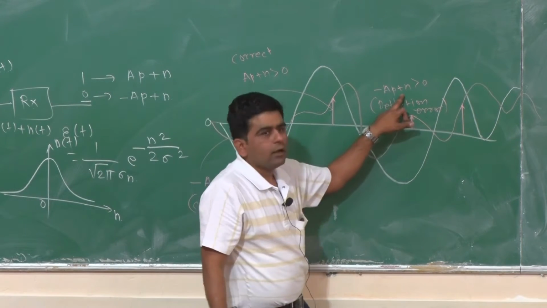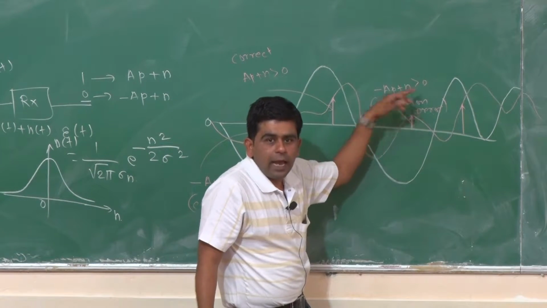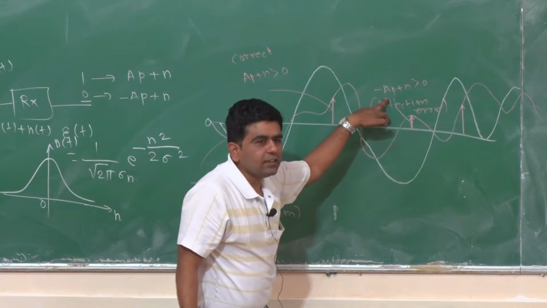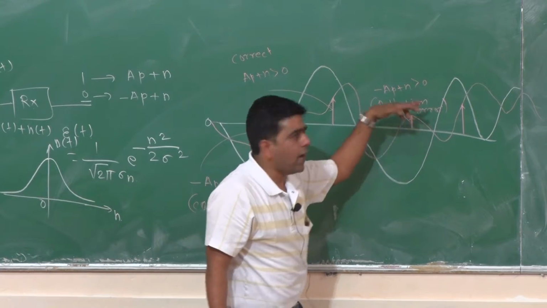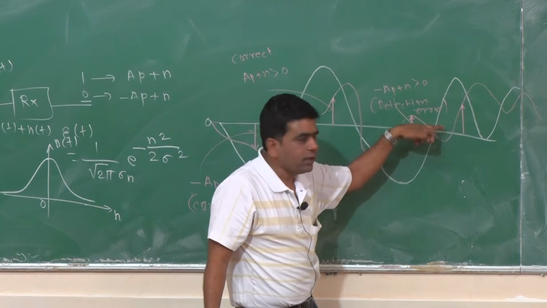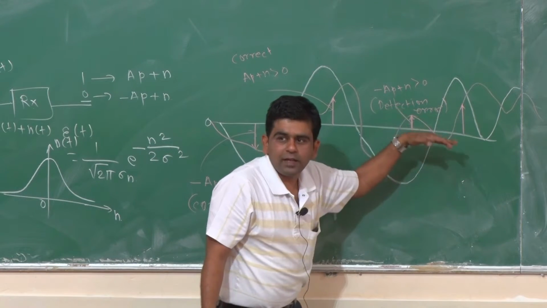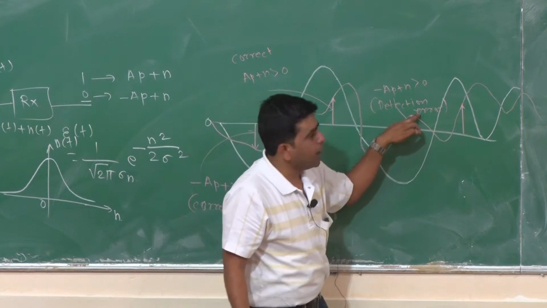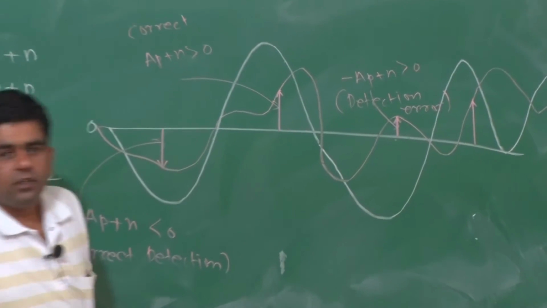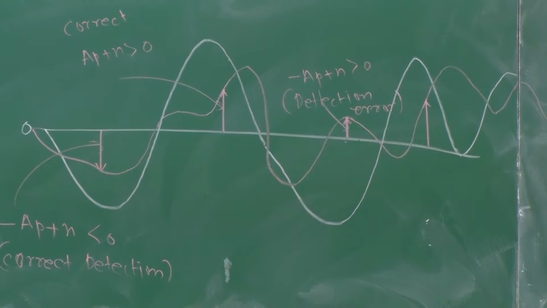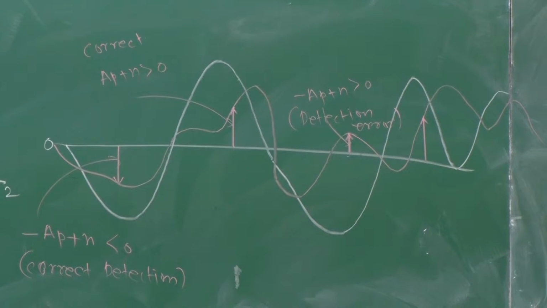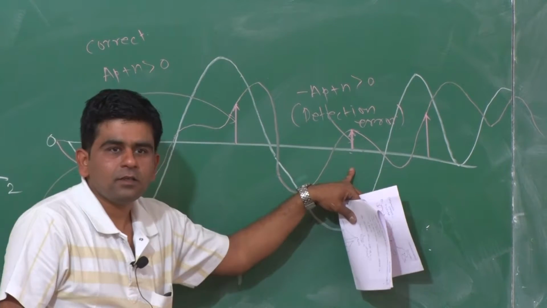Now for this one, minus AP plus N, actually your transmitter sends the 0. Ideally this value should be minus AP. This noise is going to add to your pulse, which is minus AP. This level gets shifted. The noise level is larger, so this minus AP plus N becomes greater than 0. So we are getting an error. 0 is transmitted, but your receiver reads this 0 as a 1. So this is a detection error. Have you got it? Yes or no?